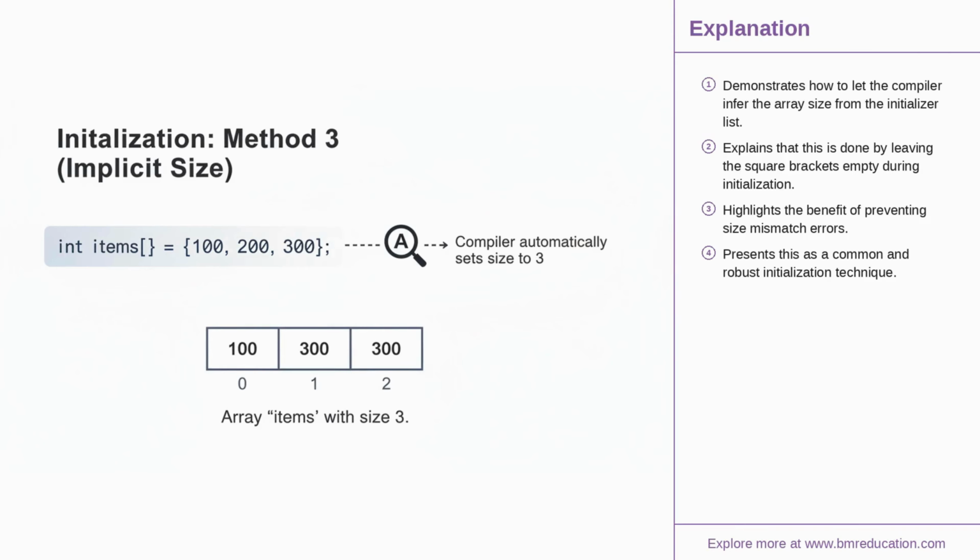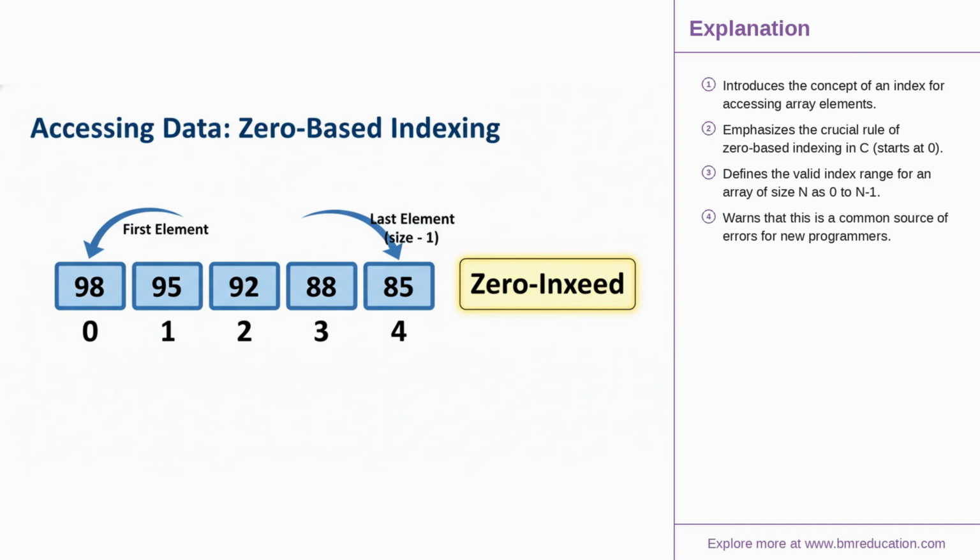With our array created and filled, how do we get to a specific element? We use an index. This is the most critical concept for using arrays. C is 0-indexed. This means the first element is at index 0, the second at index 1, and so on. For an array of size n, the valid indices are always 0 through n-1. Forgetting this is a classic beginner mistake.